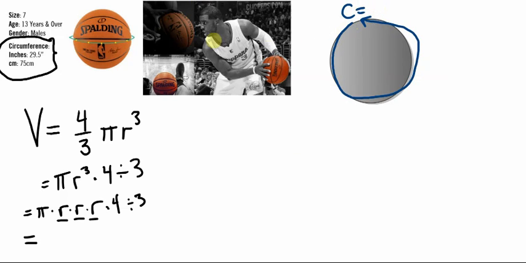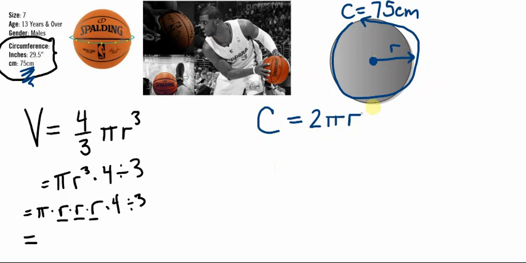However, I'm going to use the metric, which is right over here, 75 centimeters. That's the distance around. We don't need that distance around. What we need out of that is the radius. Okay, you might need a recollection that the circumference relates to the radius as taking 2 times pi times the radius. So if you take the radius, times it by pi, times it by 2, you get the circumference.